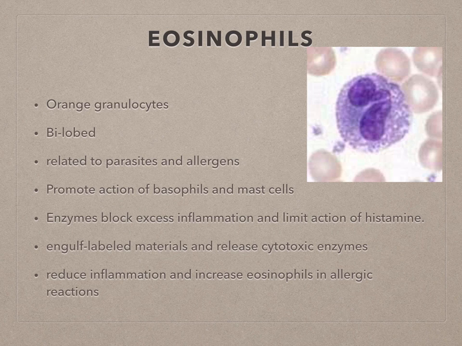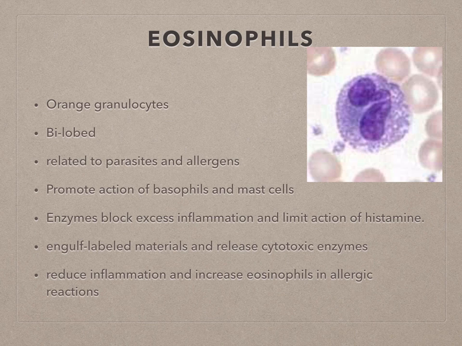Eosinophils are orange granulocytes. They are bilobed, so they have a 2-lobed nucleus instead of 3. Eosinophils are closely related with parasites and allergens. For example, eosinophil numbers would be higher in someone who is infected with tapeworm. They promote action of basophils and mast cells. They help get rid of bacteria and pathogens, and they have enzymes that block excess inflammation and limit the action of histamine, whereas basophils try to release histamine. Eosinophils kind of walk hand in hand with them and help to limit the amount released.